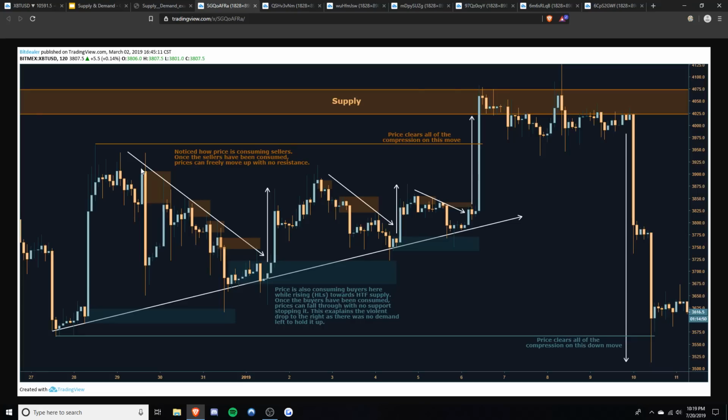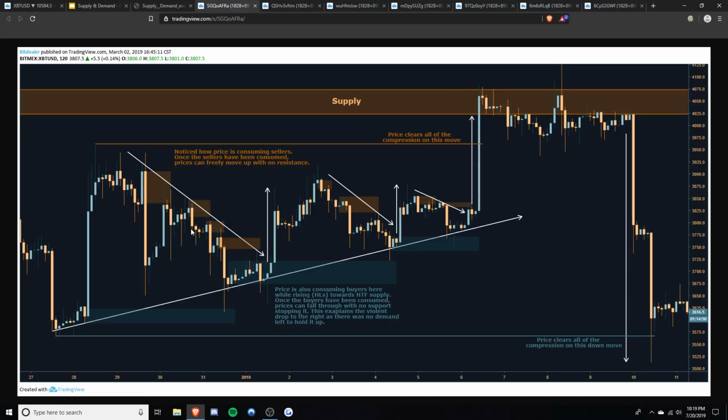So here's a supply zone, the origin of a sell-off, right? Price retests it, so there's no supply left right here. It goes a little bit lower, comes back up. Here's an origin of a sell-off. Price comes back up, retests this supply zone, consumes that supply. There's no supply left. Here's the origin of a sell-off. Price comes back up, retests the supply zone, consumes the supply. There's no supply left here.